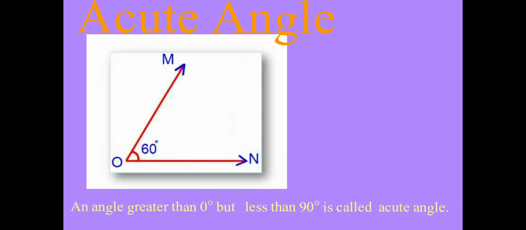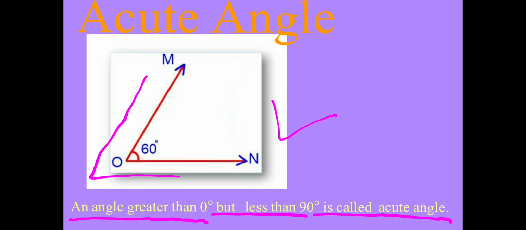The definition of acute angle is an angle greater than 0 degree but less than 90 degree. Now this angle is an acute angle because it is more than 0 degree and less than 90 degree. Now we can say angle MON is an acute angle.